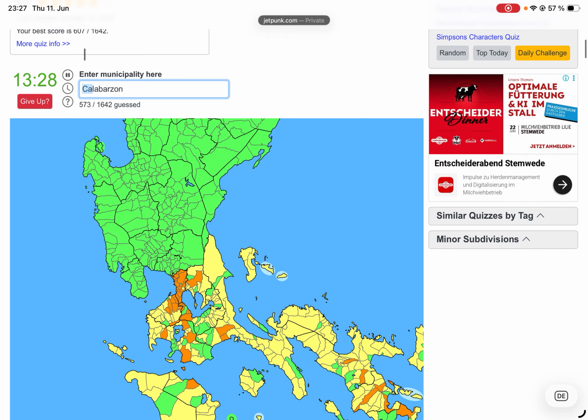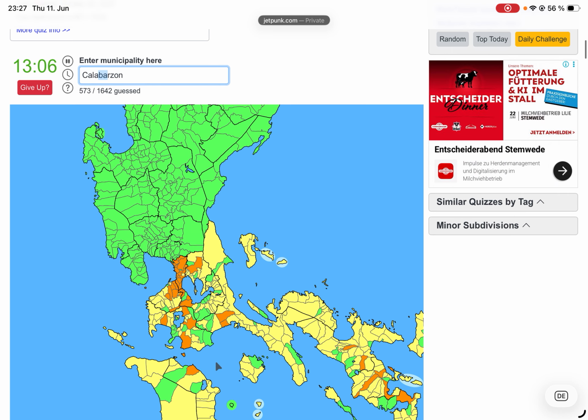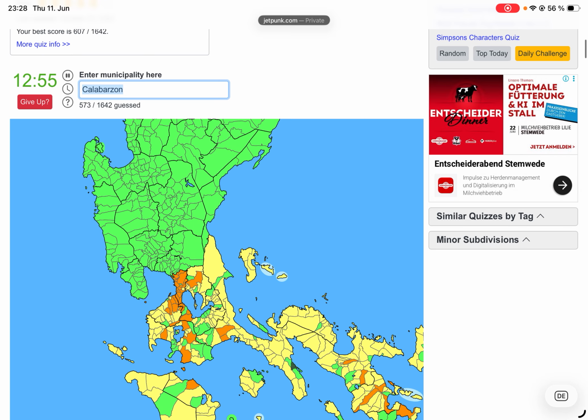And the first 2 letters, Ca, stand for the province of Cavite, right here. The next 2, La, basically, stand for the province of Laguna, of this one. Then you have the BA, which stands for the province of Batangas. Then you have just the R, just this R, which stands for the province of Rizal. And then you have ZON, which stands for the province of Quezon. So this big province right here. And that's why it's an acronym region.